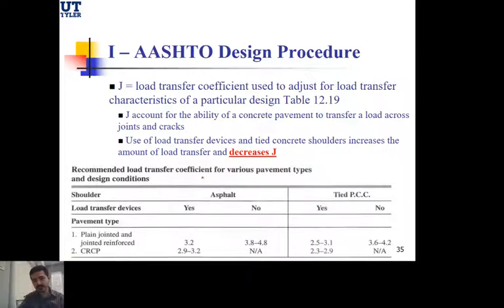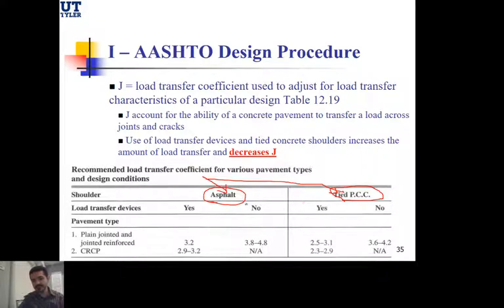It all depends on, first you can ask yourself, what type of shoulder are you going to have? Is it going to be an asphalt shoulder or a tied PCC shoulder? So again, here we're assuming that the main structure is already a rigid pavement. The question is, are we having a rigid pavement structure with an asphalt shoulder, or are we having a rigid pavement structure with a tied PCC, tied Portland cement concrete shoulder? So that's the first question.